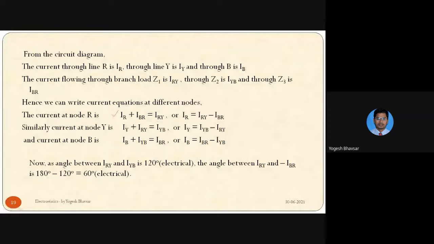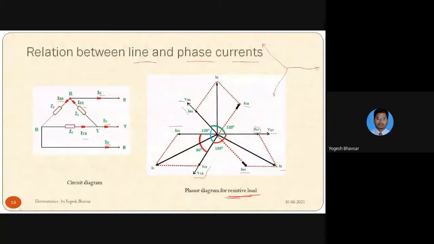That is what IR plus IBR minus IRY is equal to 0. Or we can have IR plus IBR is equal to IRY. We applied KCL at the R node here. IR incoming, IBR incoming, so both are positive, and IRY which is outgoing, so which is negative.